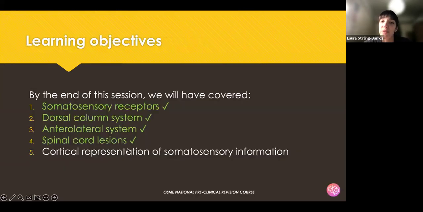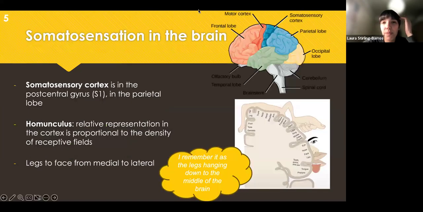Okay, so we're almost there. We have only a small bit left to cover. You probably covered this a little bit before in the neuroanatomy lecture, so I won't go on for too long. But the main thing is that the somatosensation in the brain is integrated. So you have the thalamus, and then it goes to the cortex. And the main thing is that you have a representation of the body in the brain. And this is also known as the homunculus.